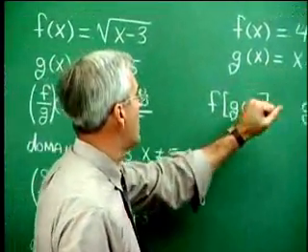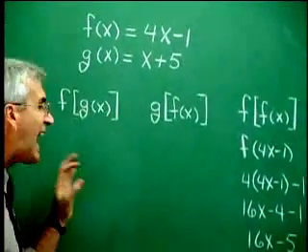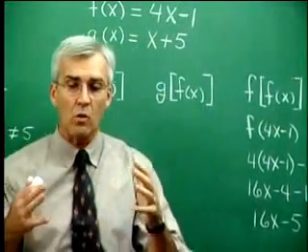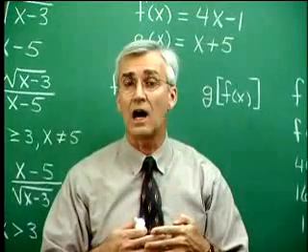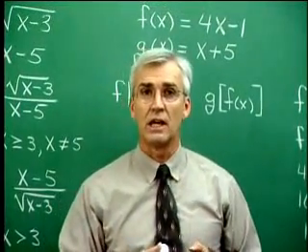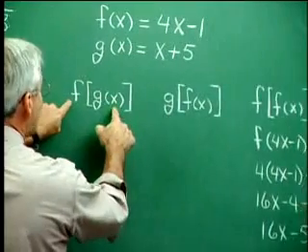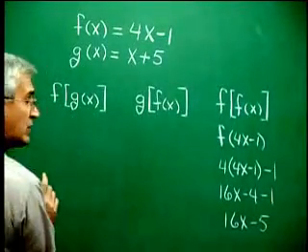Suppose f of x is 4x minus 1, g of x is x plus 5. Now, it turns out that we can actually perform a new operation, where we put one function into another. This is called the composition of functions. And it works like this. The notation is f of g of x, if we're putting the g function into the f function.